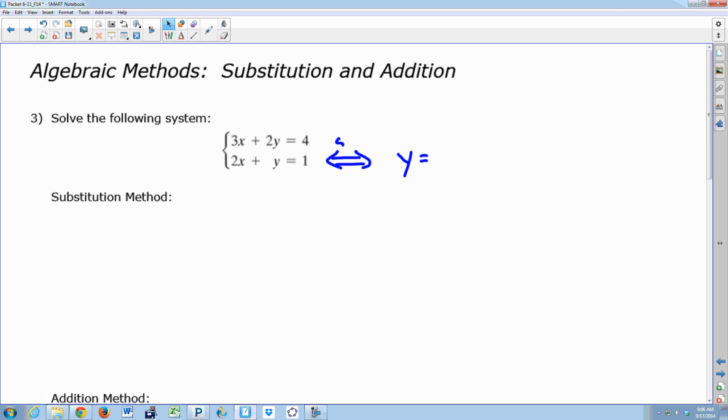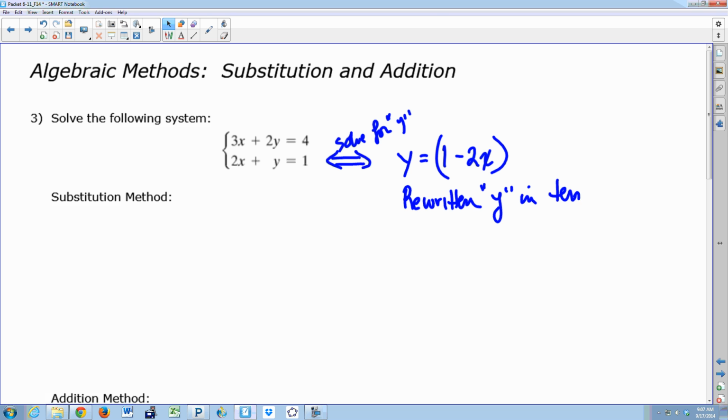If I solve this equation for y, I would subtract 2x from both sides. And now I have a new name for y. Well, actually, it's just had a little plastic surgery. It's the same equation. Now I can say, wow, I know what to call y in terms of x. So the idea here is that you have rewritten y in terms of x.